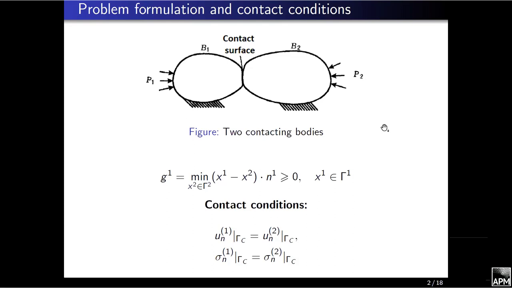The contact between bodies occurs if the gap is equal to zero at least at one point. Otherwise, there is no contact. Basically, we have two fundamental contact conditions. The first is a non-penetration condition, and for it we need to make equal the components of displacement normal to the contact boundary. Here, gamma C is the contact boundary. The second condition is an equality of the force interaction of the bodies against each other, and for it we need to make equal the normal components of stresses.